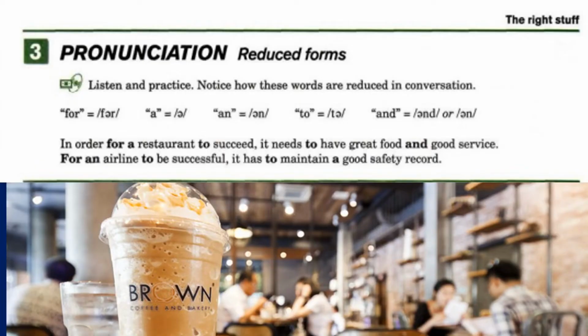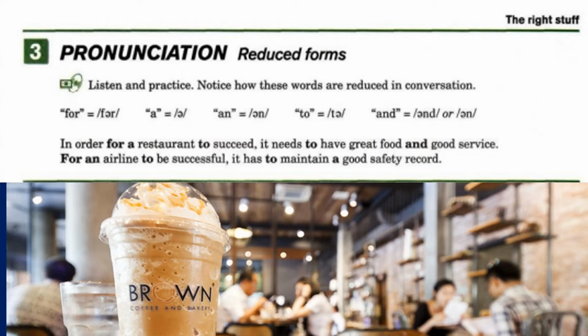But here we are, lesson number 3, pronunciation reduced forms. Listen and practice. Notice how these words are reduced in conversation. For, an, to, and. Okay? Listen to me say these sentences.